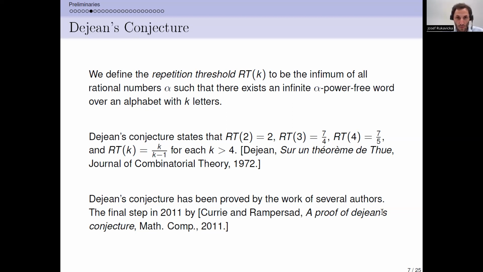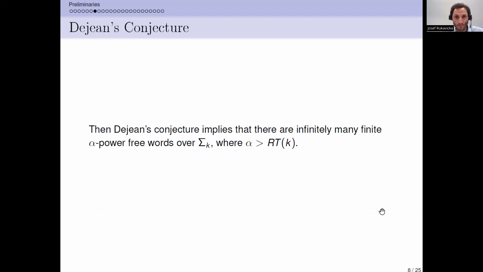I continue. The obvious result of Dejean's conjecture is that there are infinitely many different finite alpha power free words over the alphabet with k letters, on condition that alpha is bigger than the repetition threshold.